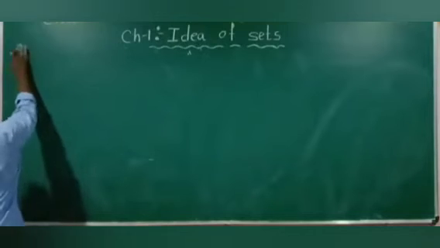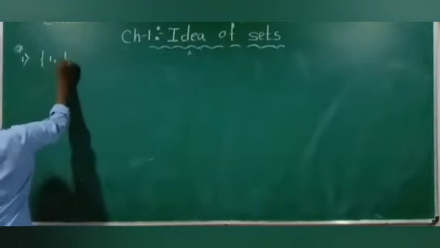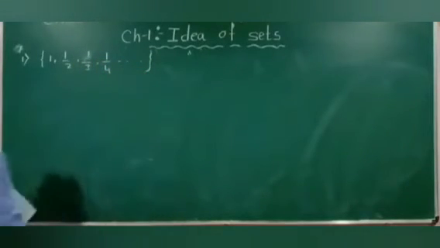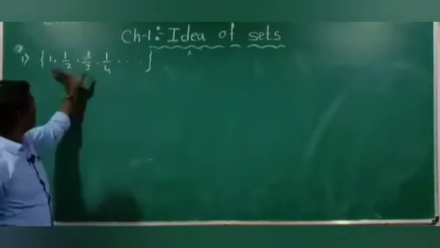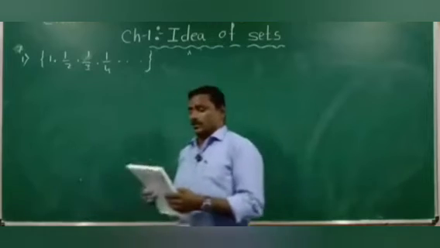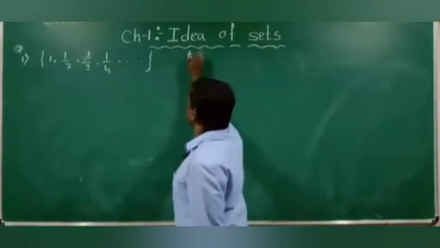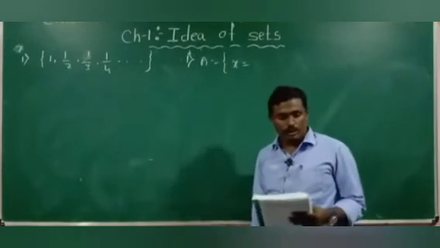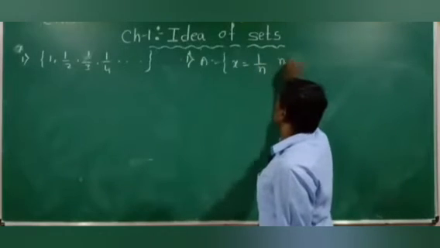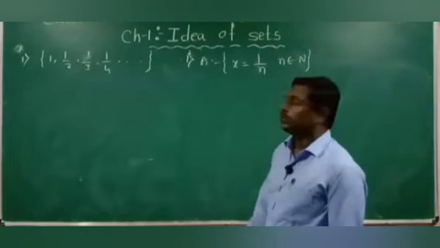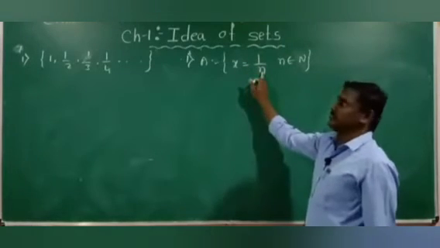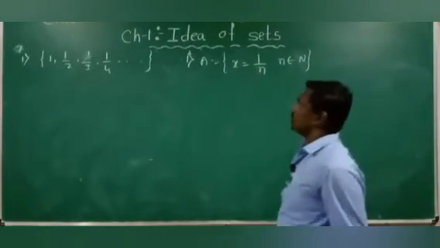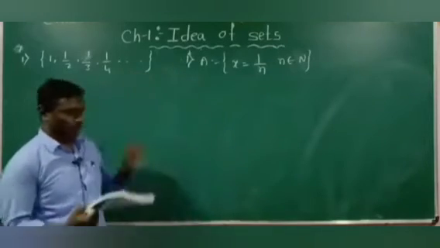Seventh main, first one: 1, 1 by 2, 1 by 3, 1 by 4. So this is the given question. For this set you need to represent the same set in set builder form or rule form. Now I am representing it in set builder form as x is equal to 1 by n, where n belongs to the natural numbers. If I take 1 by 1, next 1 by 2, 1 by 3, right? So this is the required condition for the first question.